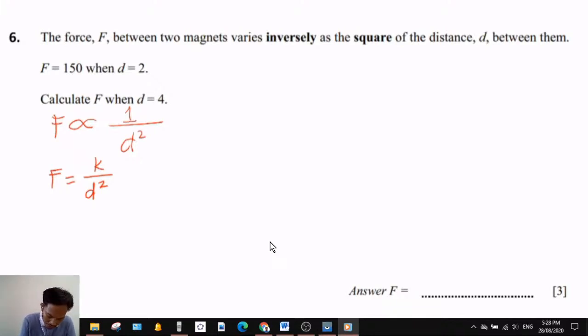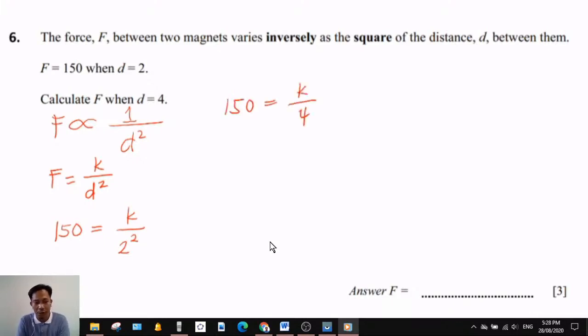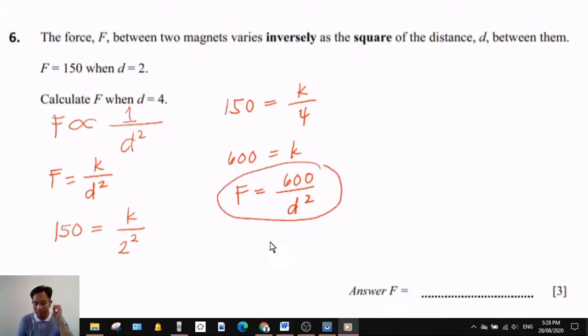Okay, so F is 150 equals K divided by 2 squared. 2 squared is 4, so therefore it will become 150 is equal now to K divided by 4. And 4 times 150 is 600. Okay, so K is 600, thus F is equal now to 600 divided by D squared. So this is now the formula that connects F and D.